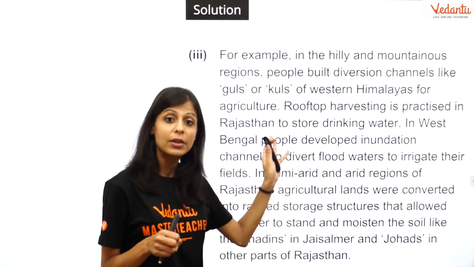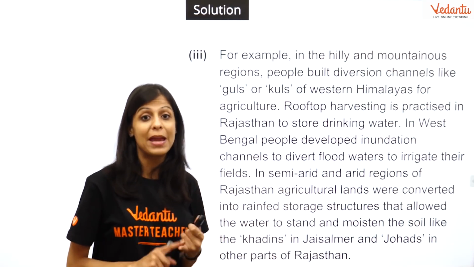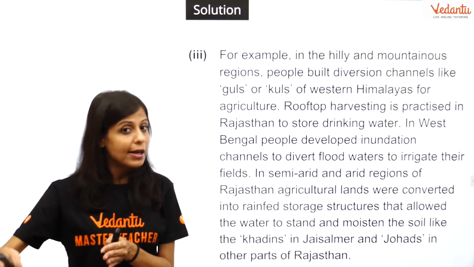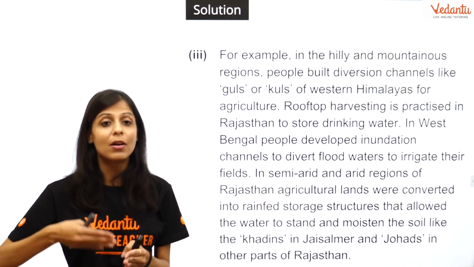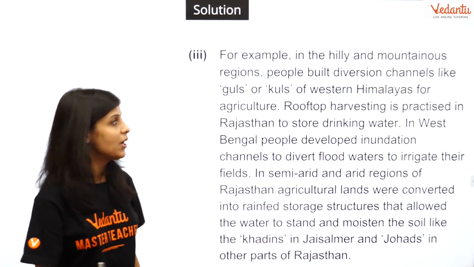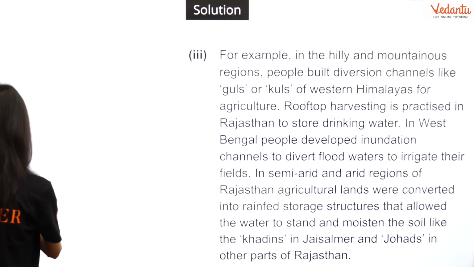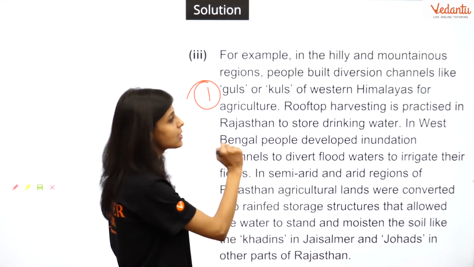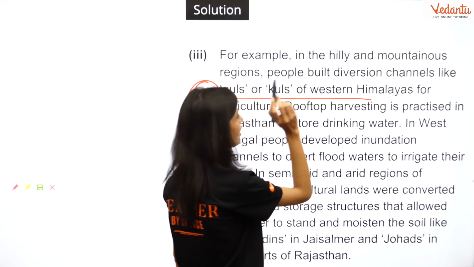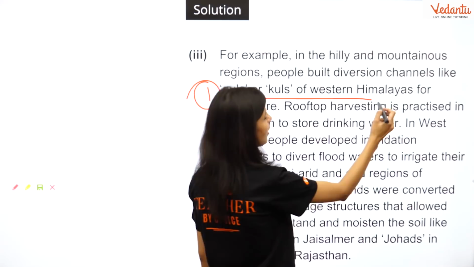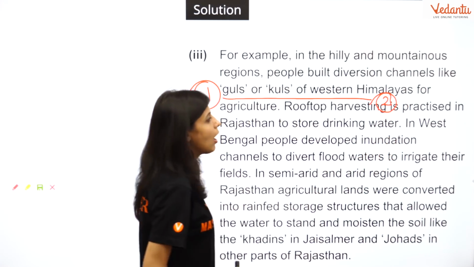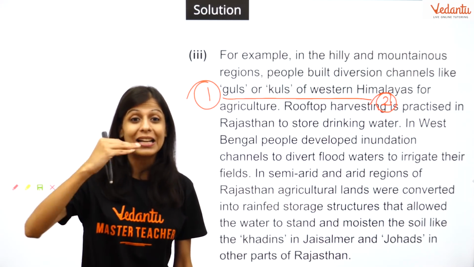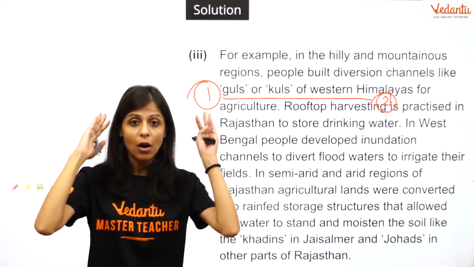But before you kickstart with these examples, it's very important to make a note that because we have diverse topography and diverse soil types, there are different ways in which the local people conserve the water. So the very first example in this case, of the different practices, is going to be guls or kuls. Please make it a separate point: guls or kuls of Western Himalayas. Second, a state like Tamil Nadu has been practicing rooftop rainwater harvesting, and that has also been practiced in Rajasthan to store the drinking water.